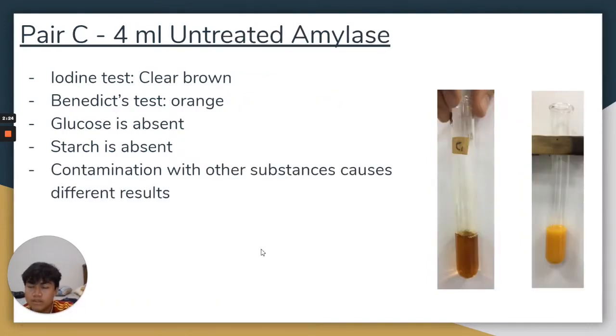So in pair C, 4 milliliters of untreated amylase is used. For the iodine test, it turns into a clear brown, and the Benedict's test turns orange. Glucose is absent and starch is absent. There is a bit of a wrong result that we got in our group, as there's some contamination with other substances that may have caused this positive reading of reducing sugars in the amylase.